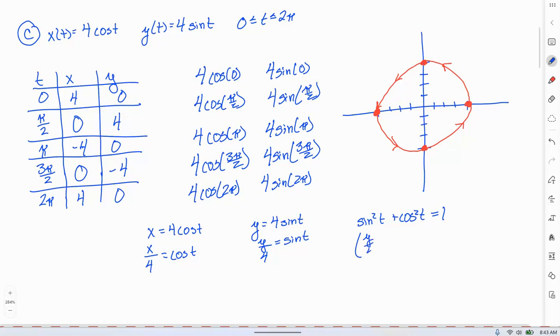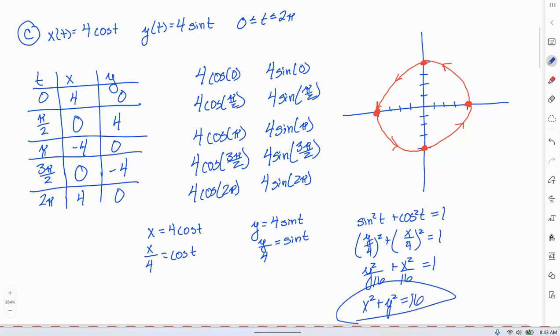Sine squared plus cosine squared is equal to 1. So we have y over 4 squared plus x over 4 squared is equal to 1. So y squared over 16 plus x squared over 16 is equal to 1. Or we could write this as x squared plus y squared is equal to 16. So there's our circle centered at 0, 0 with a radius of 4.